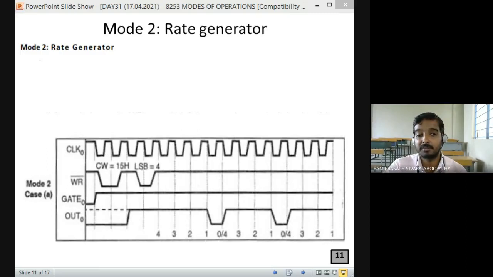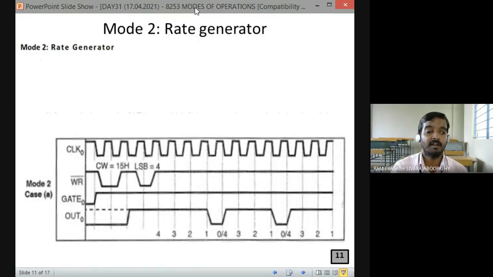What about the nature of the operation? BCD or binary counter? Yes, BCD counter. Okay. See, when the control word is given, we know how to understand which mode it is configured in. Fine. So mode 2 operation, counter 0, BCD counter, LSB only. That's all. Let's see what happens here.